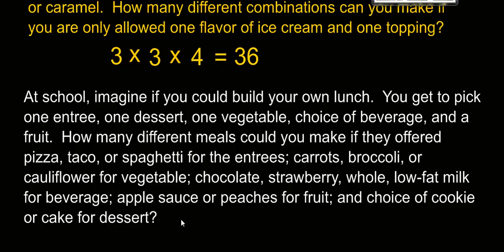And they offer you 3 types of vegetables: carrots, broccoli, cauliflower. 4 types of milk: chocolate, strawberry, whole, low fat. And then you also have either applesauce or peaches for a fruit, and the choice of a cookie or cake for the dessert. Well, how many different possibilities could you make for that one? Again, you can already see the tree diagram would take a very long time. Go ahead and solve this one on your own.